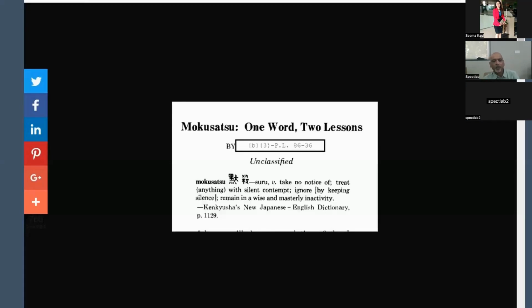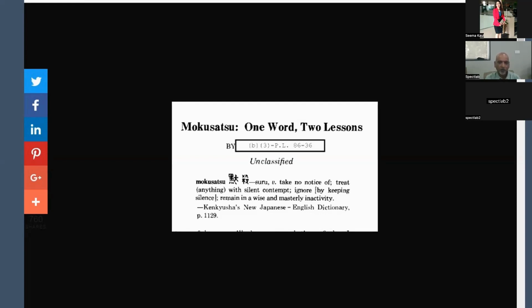I usually like to share this slide before any talk. Mokusatsu, 1 word and 2 lessons. This Japanese general was given an ultimatum by the Americans before they dropped the atomic bomb that they should surrender unconditionally, and to which the Japanese said, using this term mokusatsu, but unfortunately it was not correctly translated.